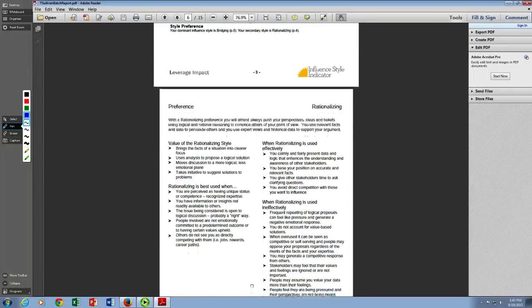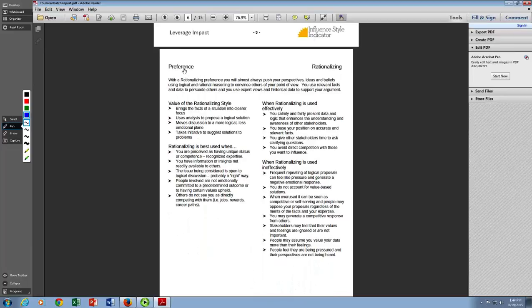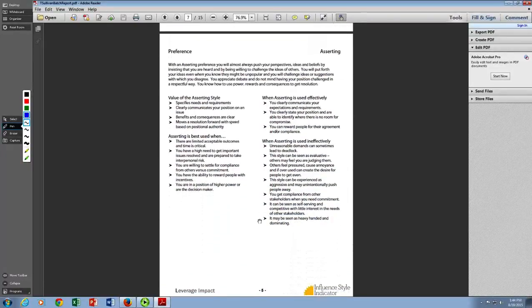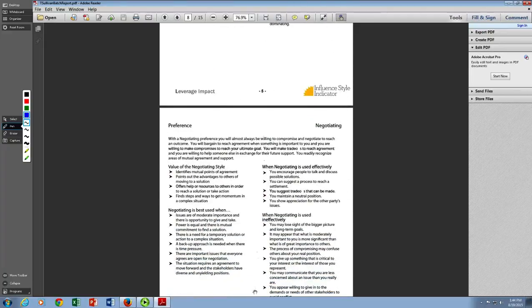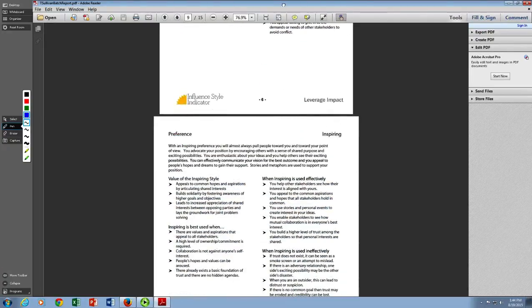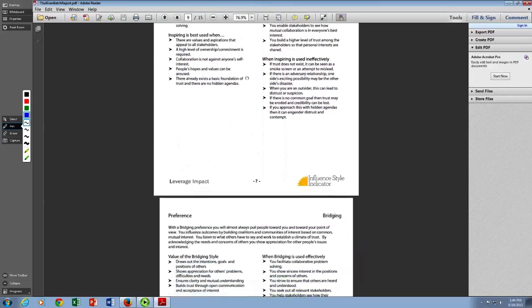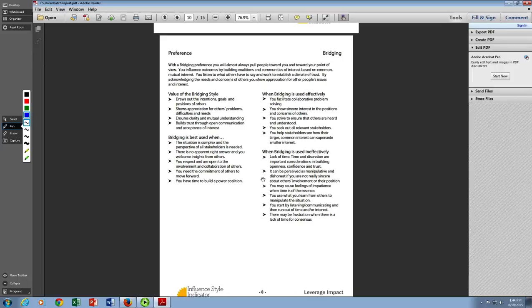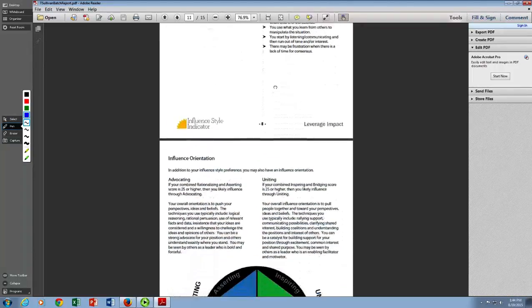If you go to the next page, it begins to describe each of the preferred styles, rationalizing in this case, and the value of the style, when to use it best, when it's effective, and what it looks like when it's ineffective. You'll see that for each of them. Asserting, the same thing. Negotiating, again, the same territory. And inspiring as well. And finally, it concludes with bridging. So take your time, read through those. We can have more of a conversation about it in the discussion forums.